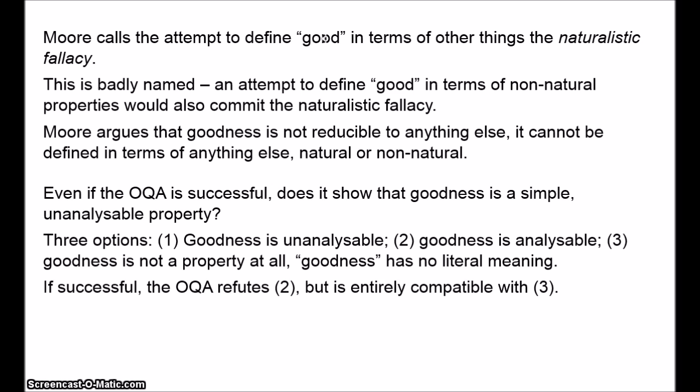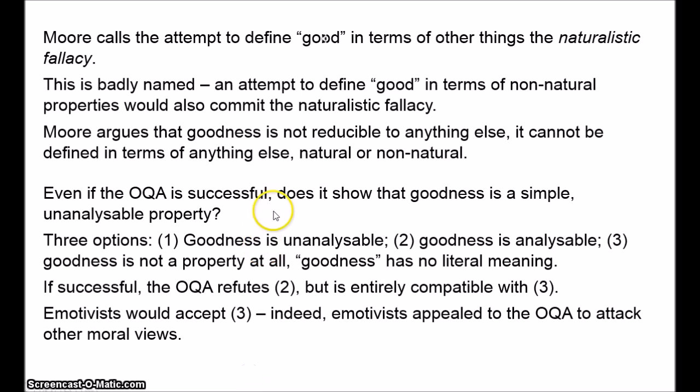According to emotivism, moral statements aren't literally meaningful. They don't express propositions. To say that giving to charity is good is just to say, yay for giving to charity. There is no property of goodness. Emotivists actually used Moore's open question argument to defend emotivism. If you read Ayer's Language, Truth and Logic, he explicitly uses the open question argument to object to various accounts of metaethics. So Moore needs a separate argument against this third option.